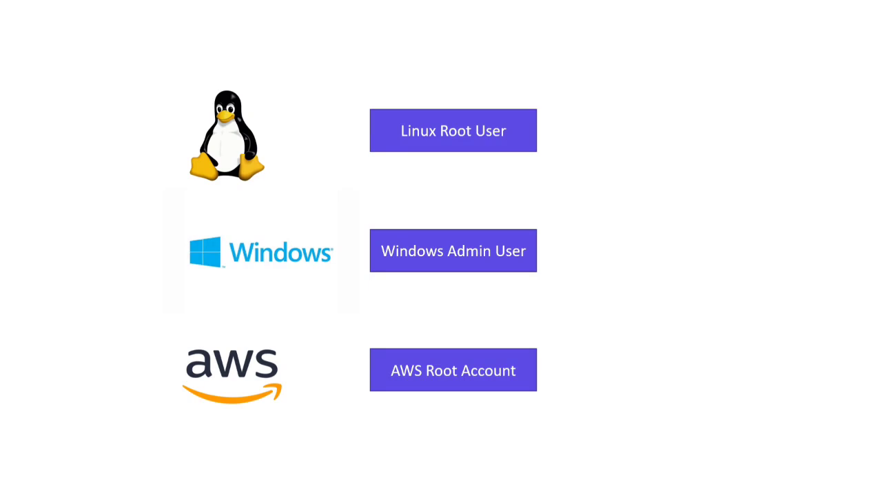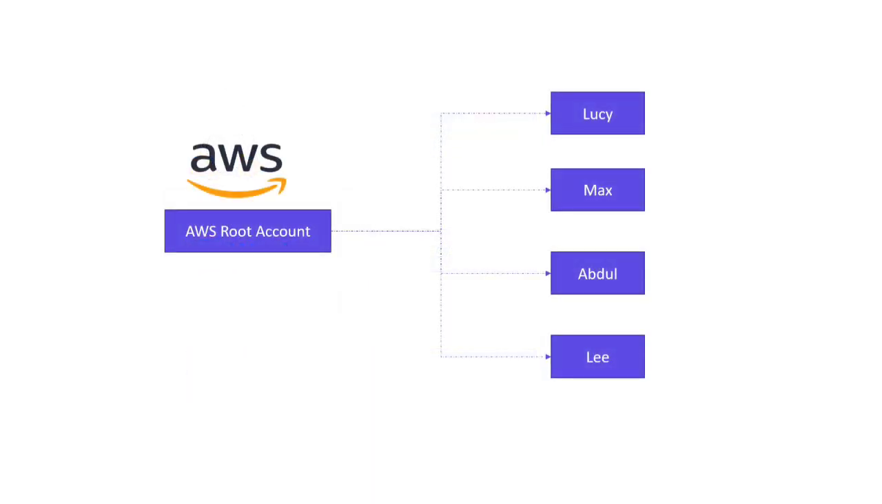And just like the root or admin user, you should not rely on the root account as your daily driver to operate your AWS account. When your AWS account is just set up, this is the only account you can use to sign into the management console. However, using the root account, we can create new users and assign them appropriate privileges. That should be the only purpose of using the root account. Once these users have been created, lock away the root account credentials securely and do not use it unless it's absolutely necessary. To start off, let us create a few new users called Lucy, Max, Abdul, and Lee.